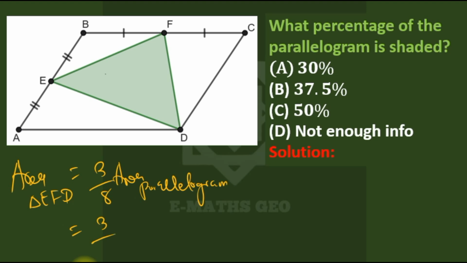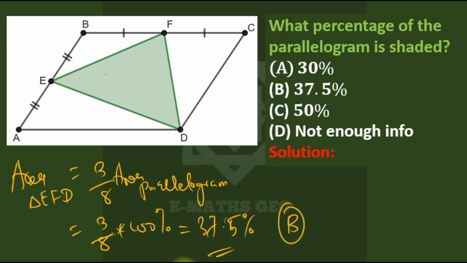So since we are talking about percent, the whole parallelogram is 100%. So 3/8 times 100%, which should be 37.5%. So that's option B. So let me now tell you how I arrive at that.